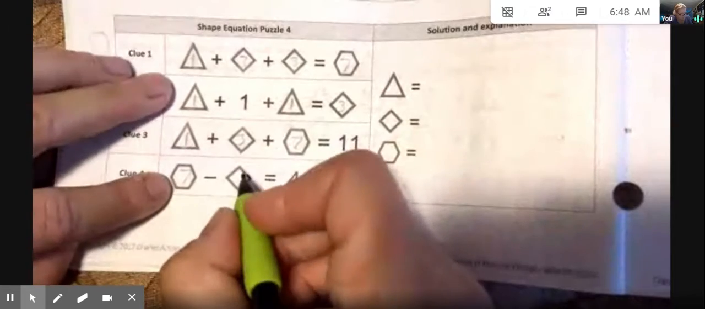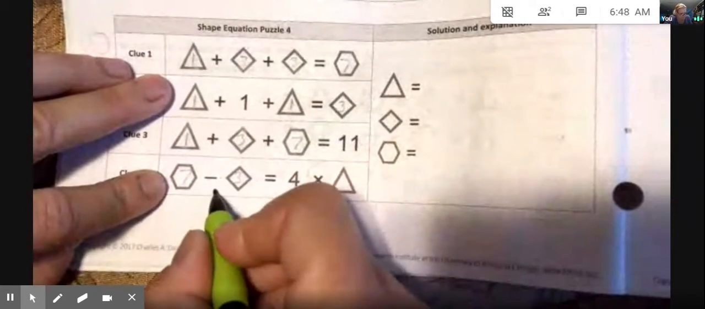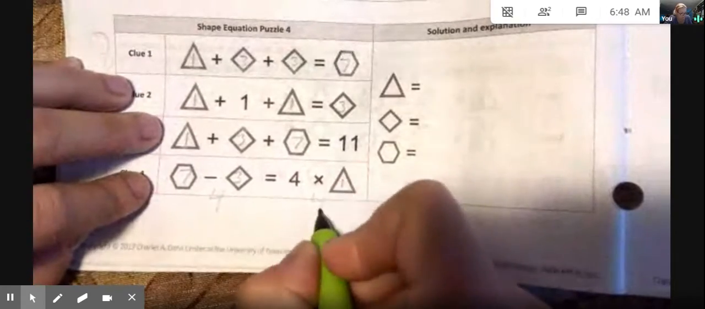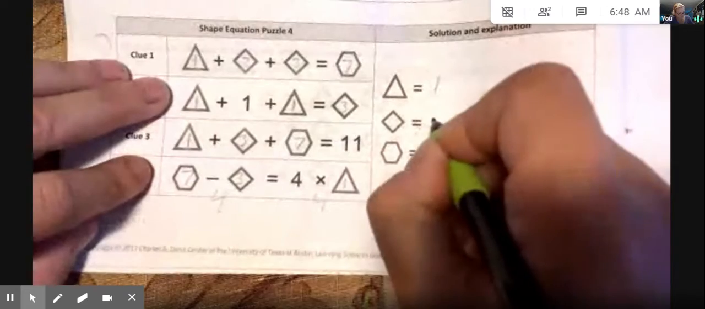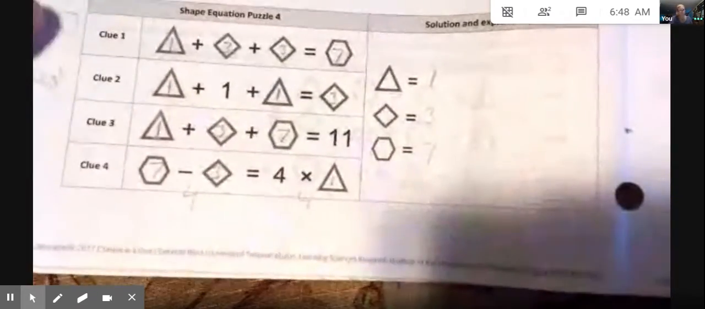7 minus 3. 7 minus 3 is 4. And then 4 times 1 is 4. Yay, we did it. Okay, so that's a 1. That is a 3. That's a 7. Oh, that was a hard one.